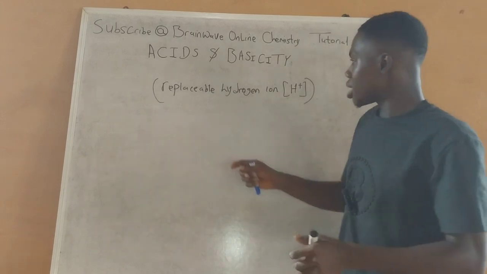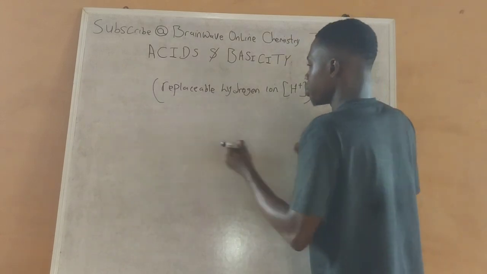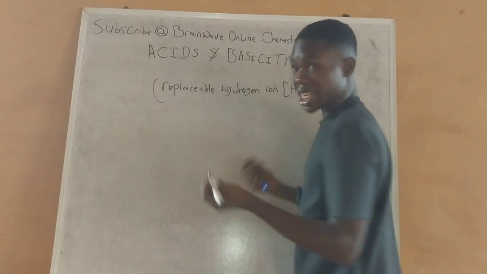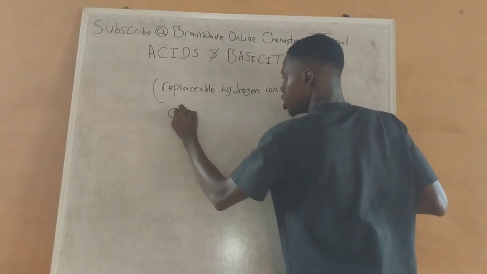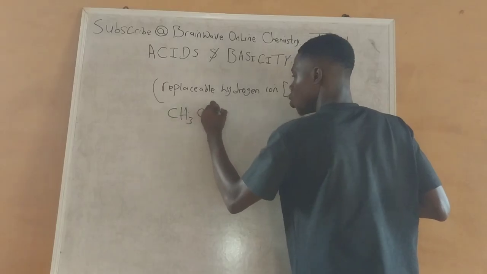Now, let's take ethanoic acid for example. Ethanoic acid, which is an organic acid, has the molecular formula CH3COOH.